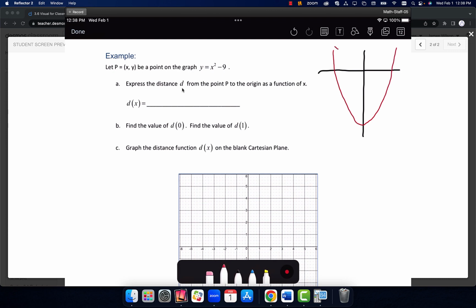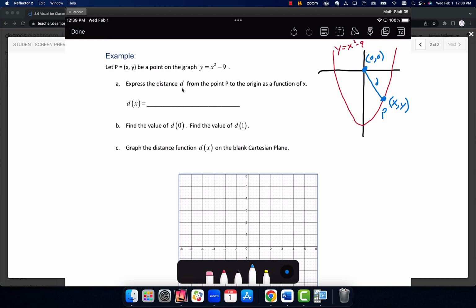This is the quadratic y equals x squared minus 9. And we're interested in an arbitrary point on that curve, P, to the origin. And we're trying to find an equation for the distance between those 2 points. And we know that the origin is located at 0, 0. This point P, remember, is changing. So we have to call it xy, give it an arbitrary name like xy.